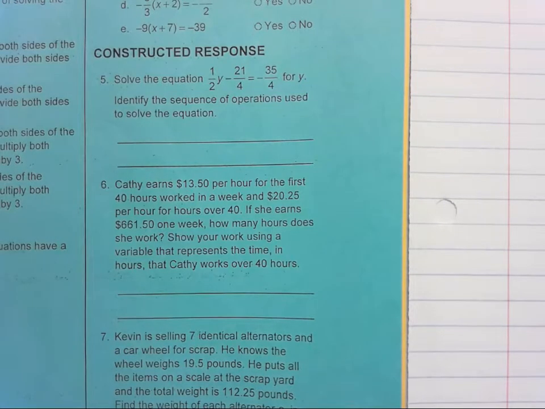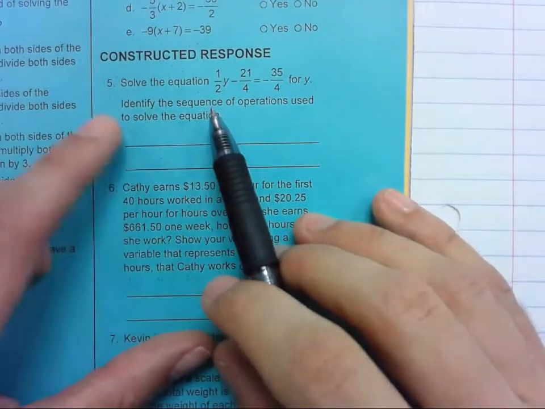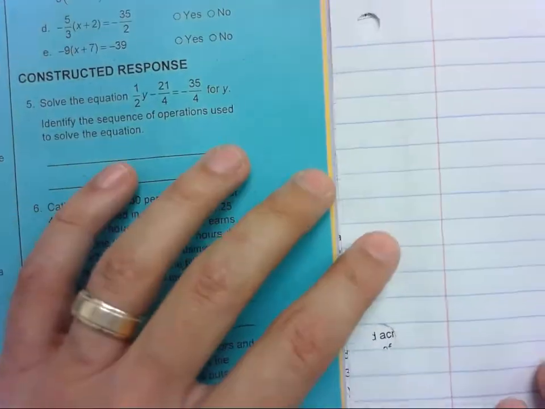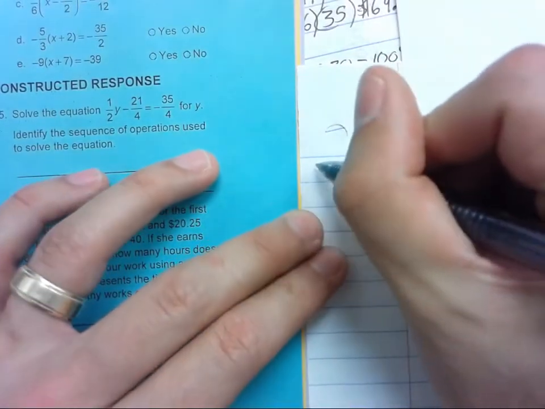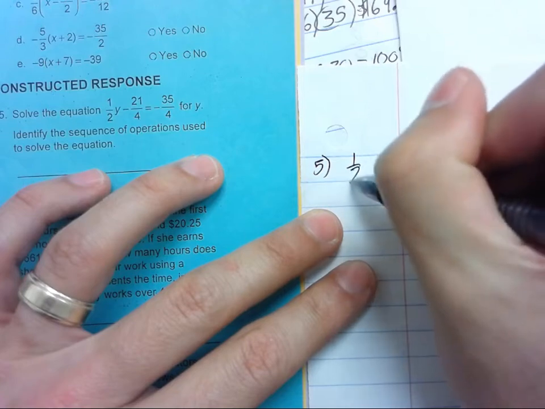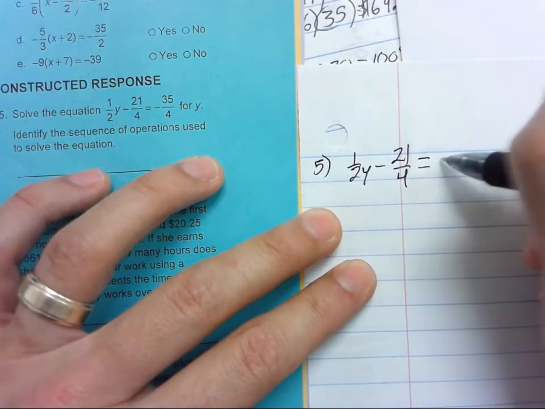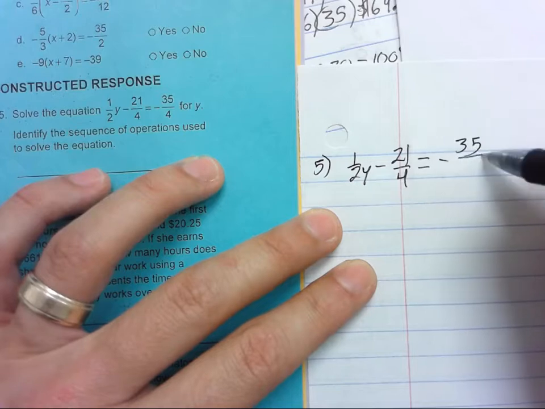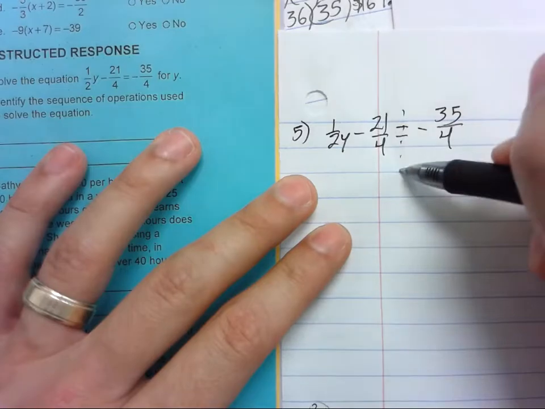7.EE.4, on to number 5. Solve the equation and identify the sequence of operations used. So we have number 5: 1/2 y minus 21 over 4 equals negative 35 over 4. Let's solve this. Common denominator, which is nice.